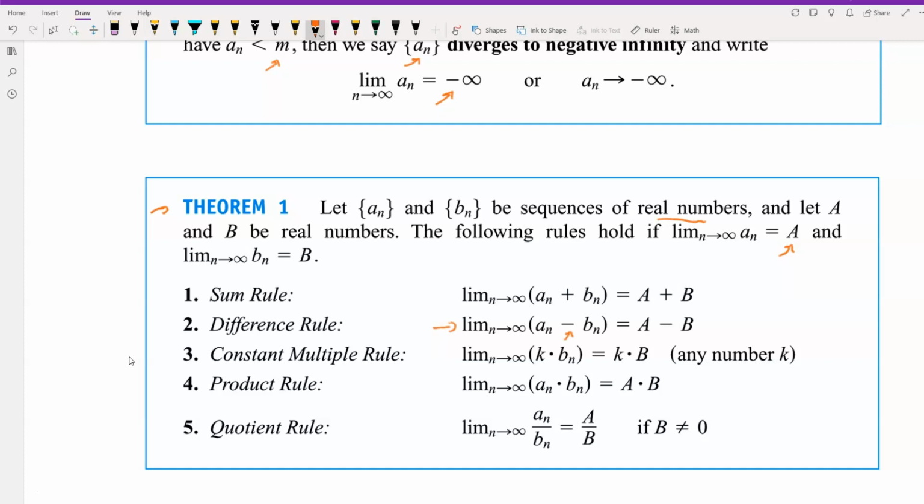So here on this part, we have difference, or subtraction. Number 3, constant multiple rule: the limit of k times bn when n approaches infinity is equal to k times b, where k is a number. Number 4, product rule: the limit of an times bn when n approaches infinity is equal to a times b. Number 5, quotient rule: the limit of an divided by bn when n approaches infinity is equal to a divided by b. Here b is in the denominator, so we cannot have it equal to 0. If you had 0 in the denominator, you would have undefined. For that reason, b is not equal to 0.